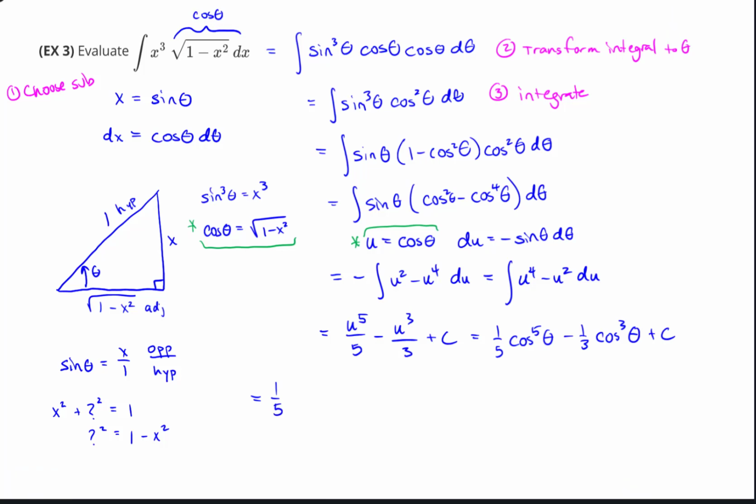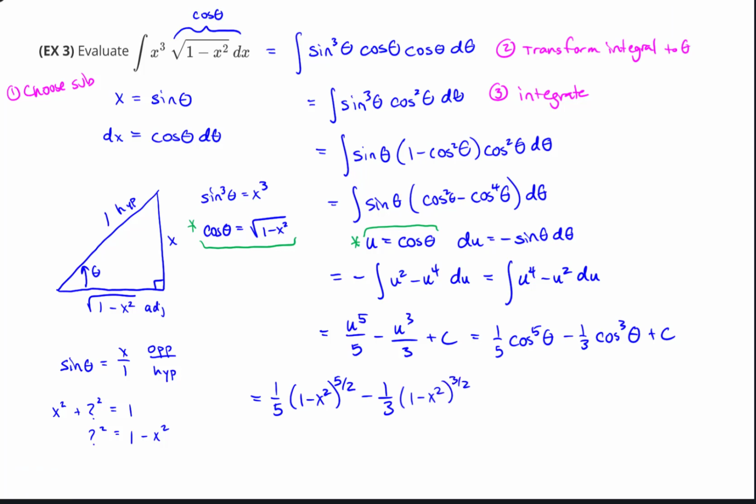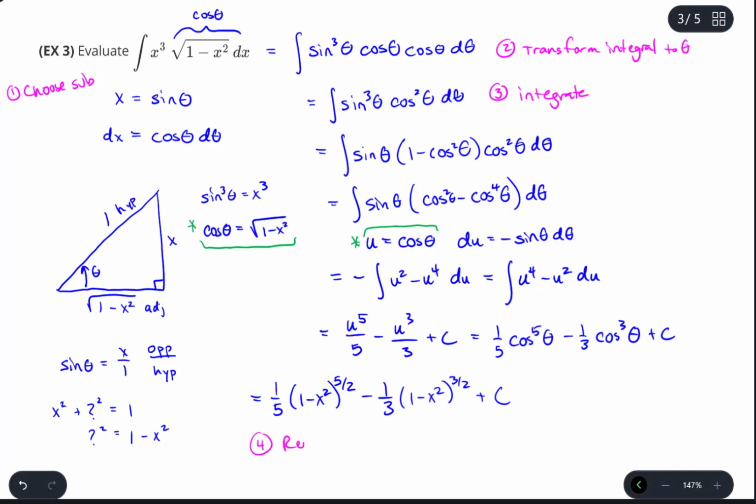So I can now say this is 1/5, and then cosine theta is this square root. So I'm going to write 1 minus x squared to the 1/2 power. But since that's also getting raised to the fifth, that's going to be to the 5/2 power. Minus 1/3, whoops, not cosine anymore. Sorry about that. 1/3, 1 minus x squared to the 3/2 power, and then plus c. And then that's our final step here, which is always step 4, which is to rewrite back in terms of the original variable. And then we're all done.